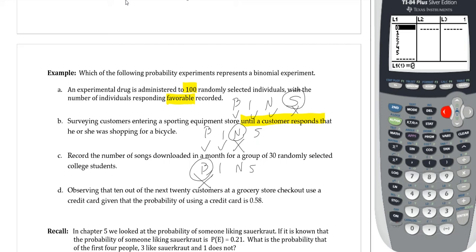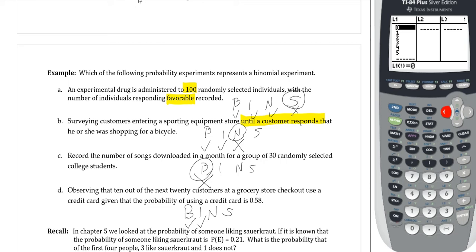Lastly, observing that 10 of the next 20 customers at a grocery store checkout line use a credit card, given that the probability of using a credit card is 0.58. Okay, well, binary, they either use a credit card or they're not. That's all we're looking for, so B seems fine. For independent, one person using a credit card likely doesn't influence another person using a credit card, so that's likely okay.